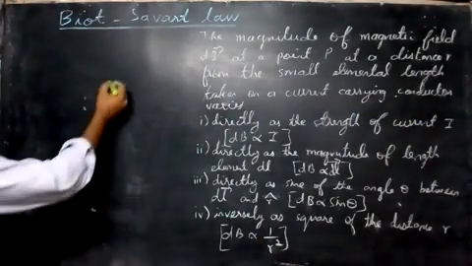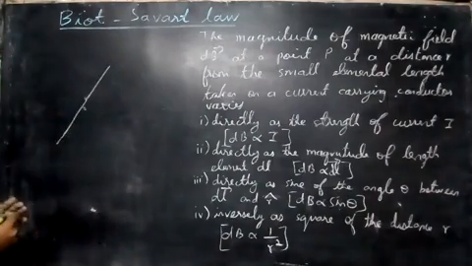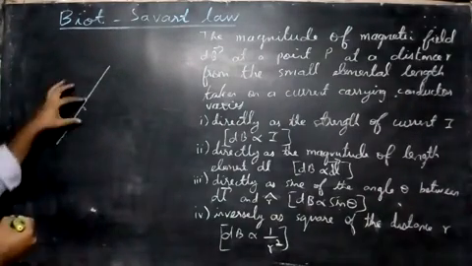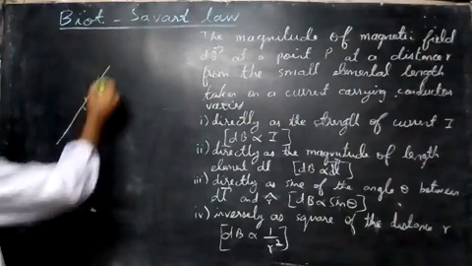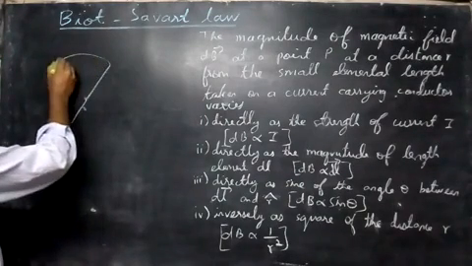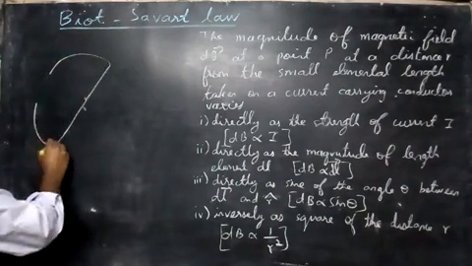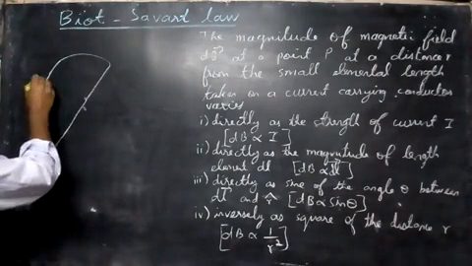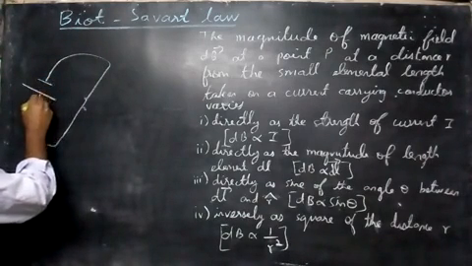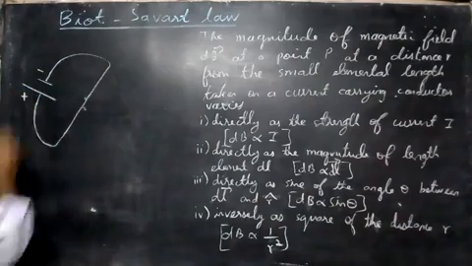Now we'll take a wire like this, and then we're going to pass current through it. We'll connect it to a circuit like this. This is the negative of the cell and this is the positive of the cell.